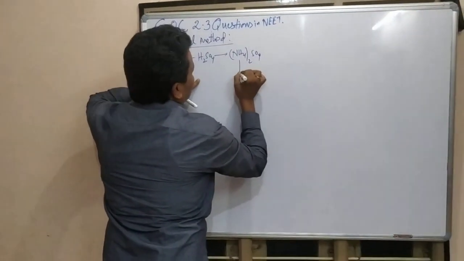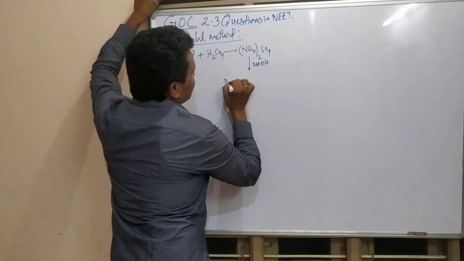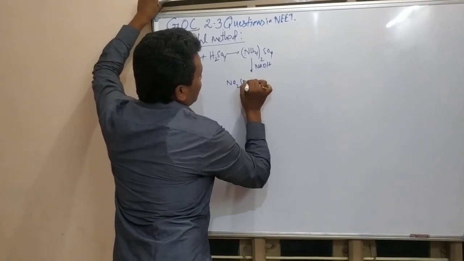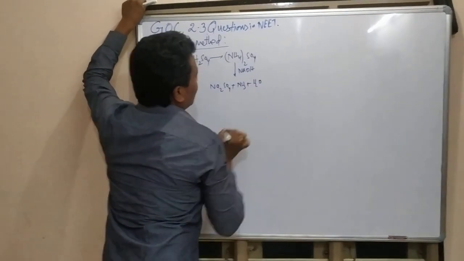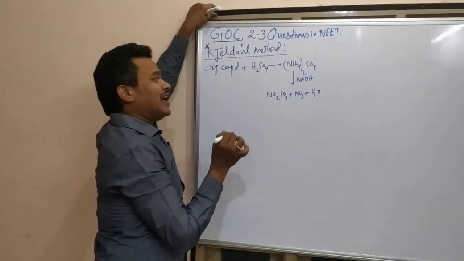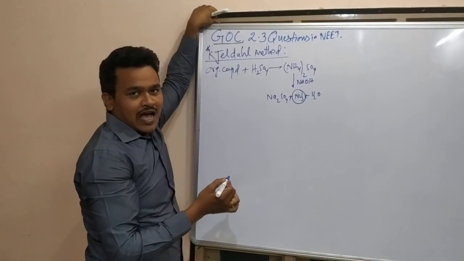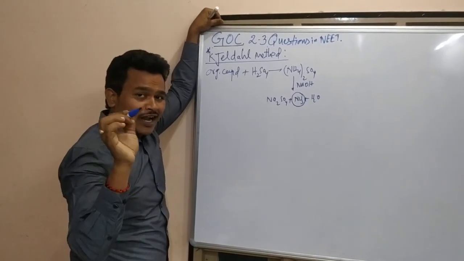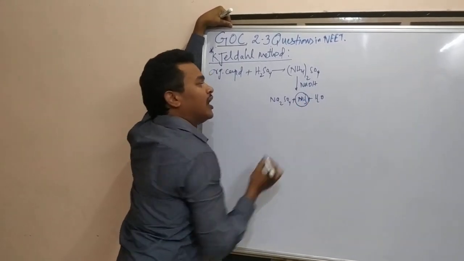After that, we are going to react this ammonium sulfate with an excess of NaOH. Here, what is it giving? Na2SO4, NH3, and some amount of water. What I need is the ammonia released. I am going to detect the nitrogen in the Kjeldahl method based on the released ammonia.